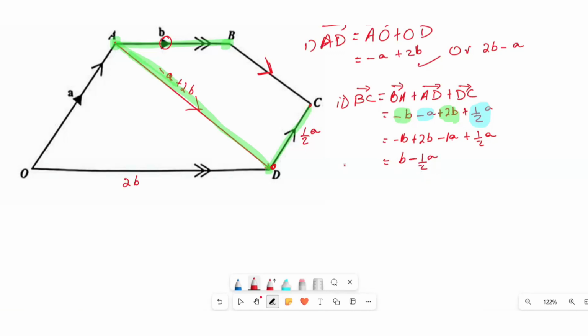So basically, BC is that, okay? Or if you want to put the negative half A first and then a positive B, you're good. If you want to do that, that's okay as well. So there it is. This is just algebra, a vector where we just take our time and we fill that in. Let's take a look at the third question.